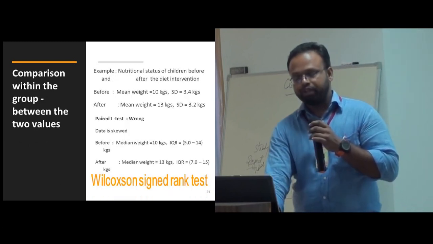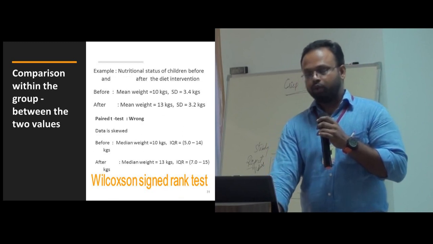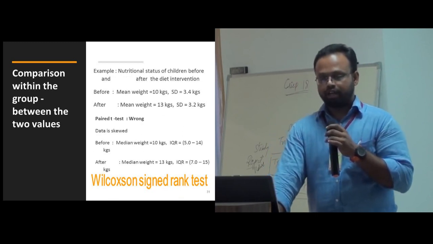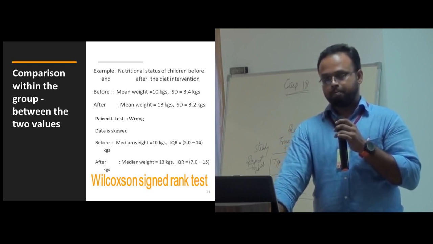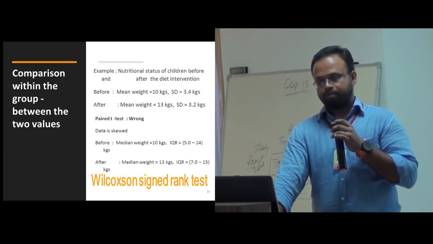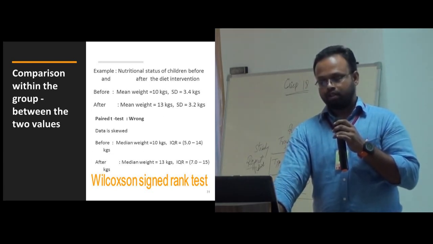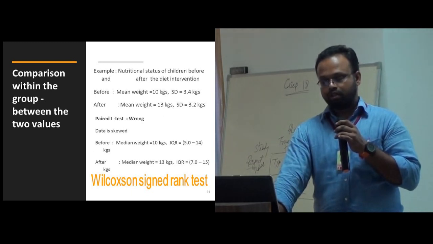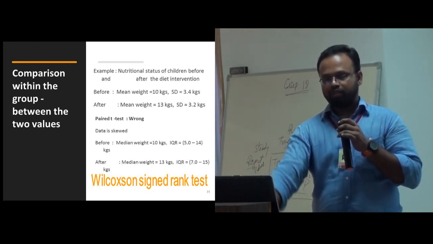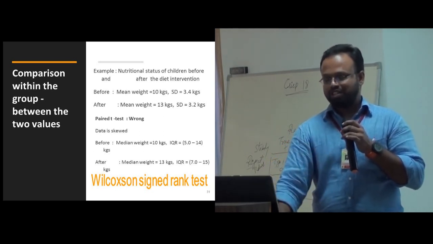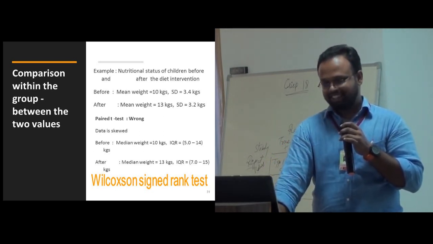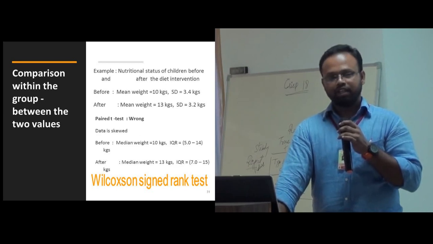Comparison within the group between the two values. Nutritional status of the children before and after diet intervention. Mean is 10, standard deviation is 3.4. I think I have given the wrong values. It is not skewed, but you assume it is skewed. The answer is Wilcoxon signed rank test.